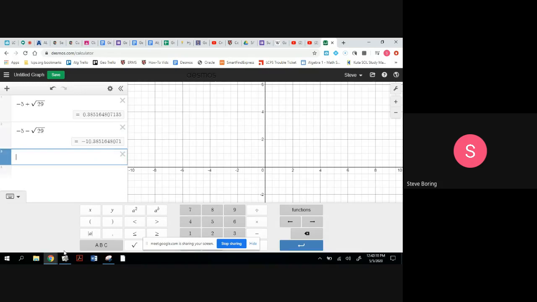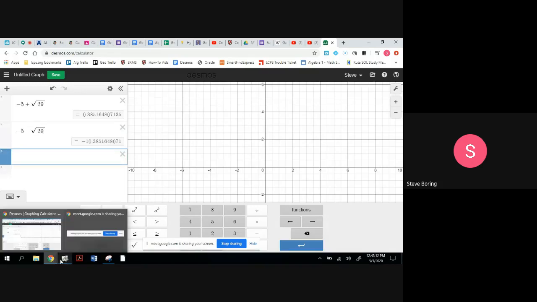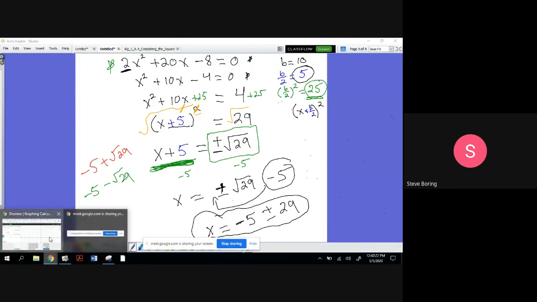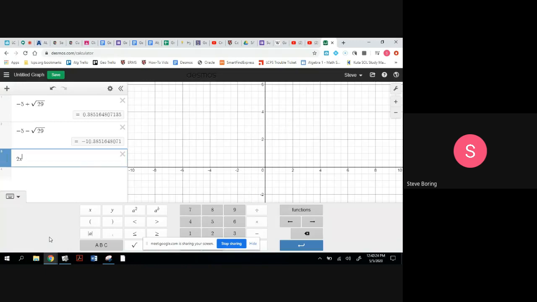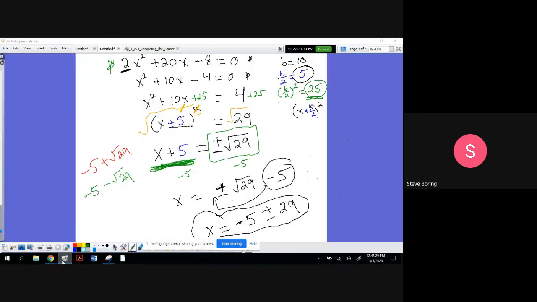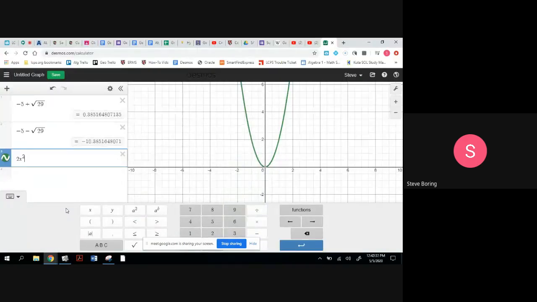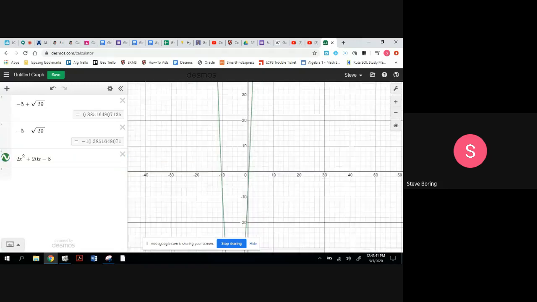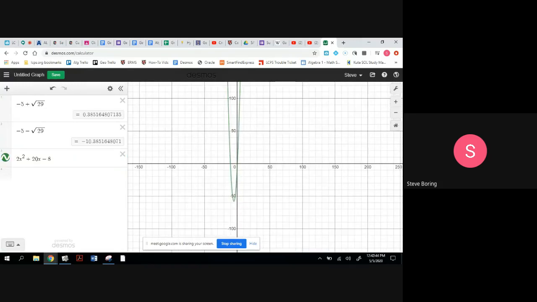If we graph that original equation in Desmos, this guy, it should have those zeros. So 2x squared plus 20x minus 8, I'll graph it. 2x squared and 20x minus 8. Okay, let me get rid of this. Let's zoom out. So as you see, that makes a parabola.